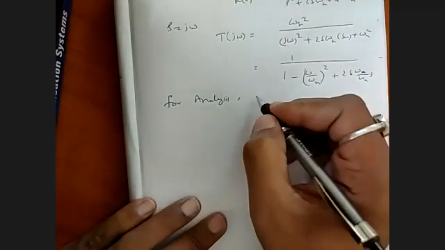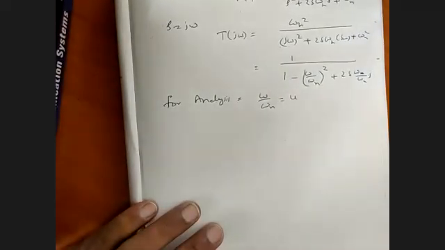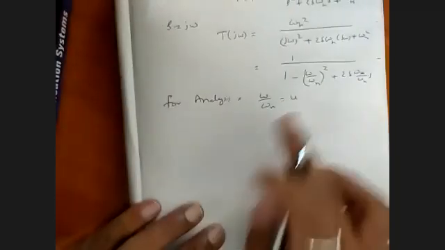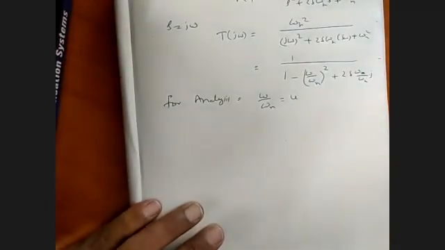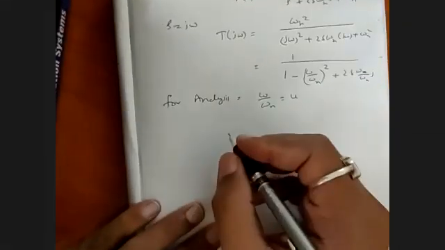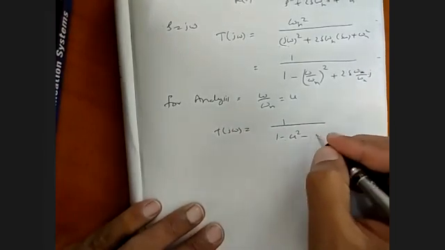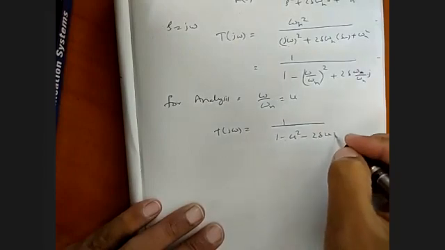So for analysis purpose, I will be putting omega upon omega n equal to u. For simplicity, I have done this. You can do the calculation with the help of omega upon omega n, but for simplicity purpose, I have written omega upon omega n as u. So T(j omega) will become 1 upon 1 minus u square plus 2 delta u j.